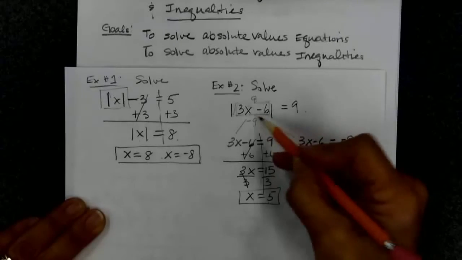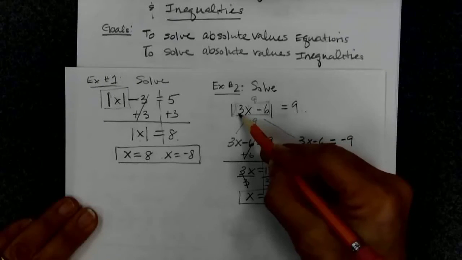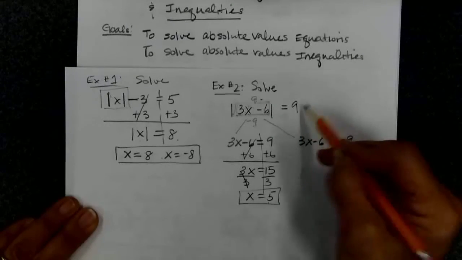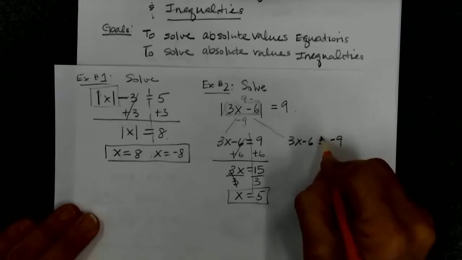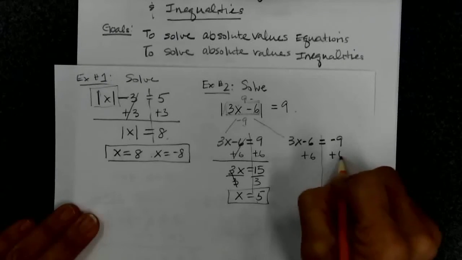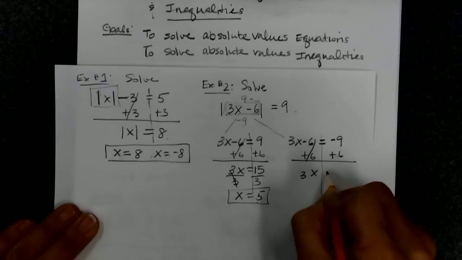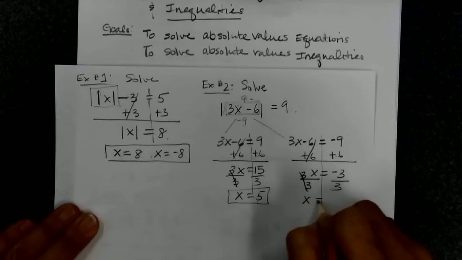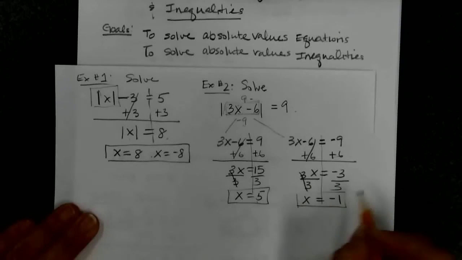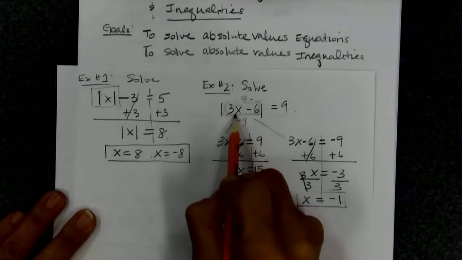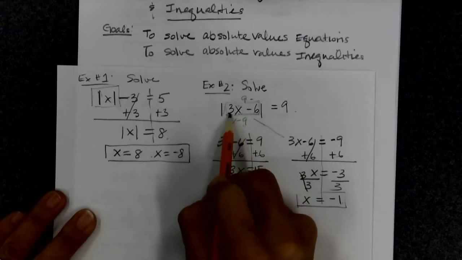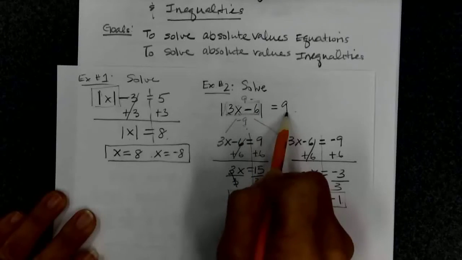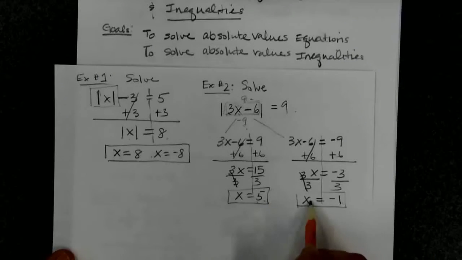So when I plug in 5 in here, 5 times 3 is 15, and 15 minus 6 gives me 9, and the absolute value of 9 is 9. Same thing again over here. We're going to add 6 to both sides. So then we have 3x is equal to negative 3 this time. And when we divide by 3, x is equal to negative 1. So now if I plug in negative 1, 3 times negative 1 is negative 3, and negative 3 minus 6 is negative 9, and then the absolute value of negative 9 is 9. So those are my two answers.